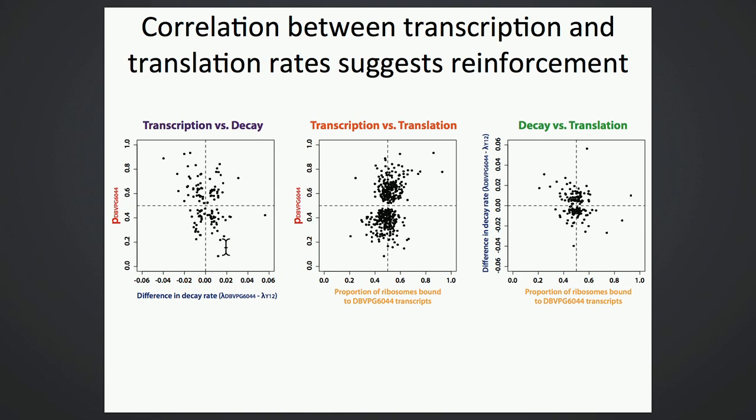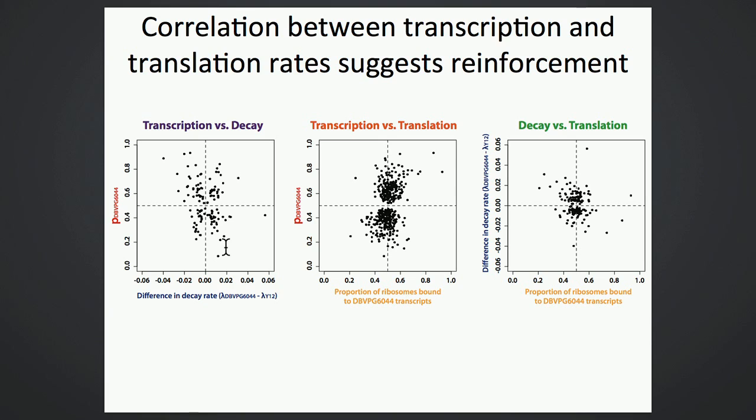In red there, I'm sorry, I don't have a pointer up here, but in red on the first two plots on the y-axis is the proportion of DB from the transcription rate assay. Then in blue on the x-axis of the left plot and the y-axis of the right plot is the difference in RNA decay rate that I pulled out of that RNA decay rate assay. Finally, the center and right plot on the x-axis is a measure of the number of ribosomes bound to the DB transcripts.